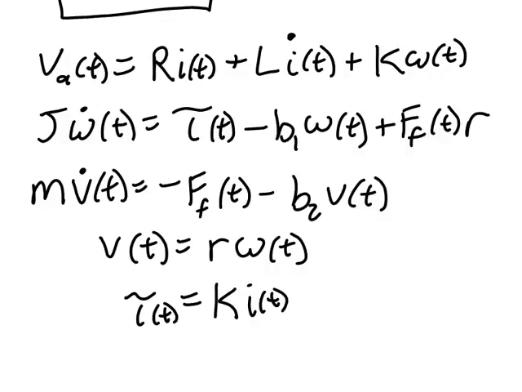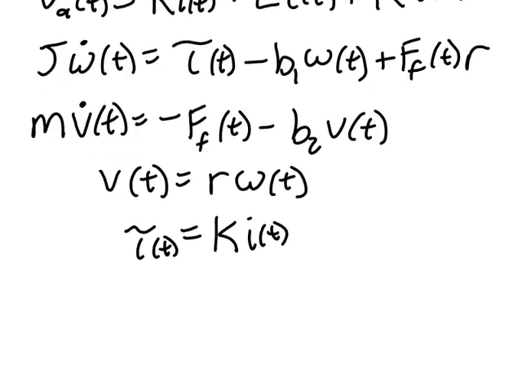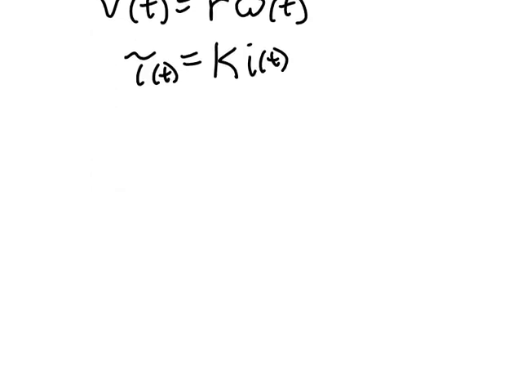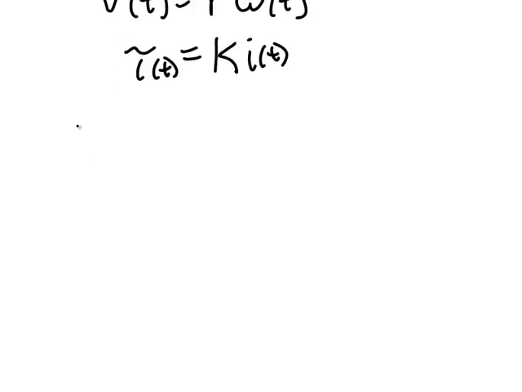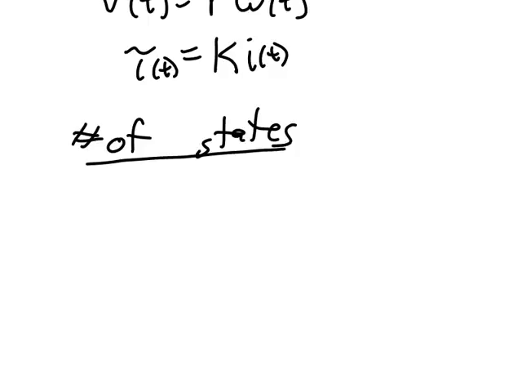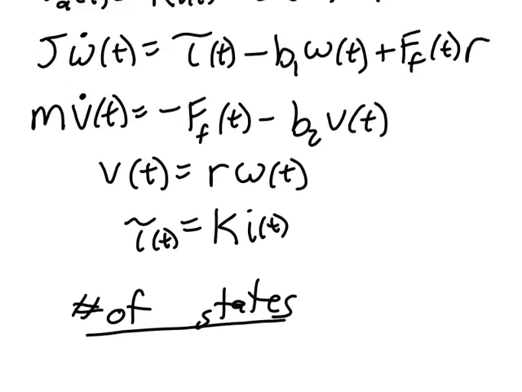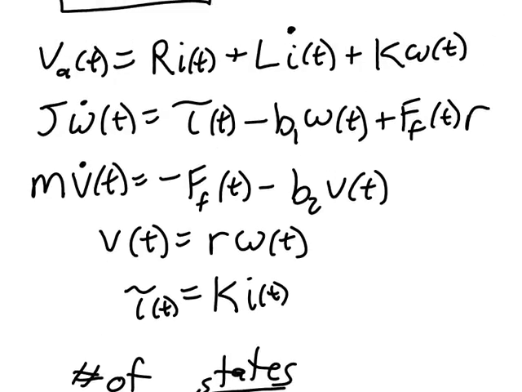The first thing we need to do to find our state space representation is figure out how many states we need. The way we do that is by looking at our equations and finding any of the signals that have more than one derivative or integral. And we need to figure out how many derivatives or integrals each signal has, if it has more than one.